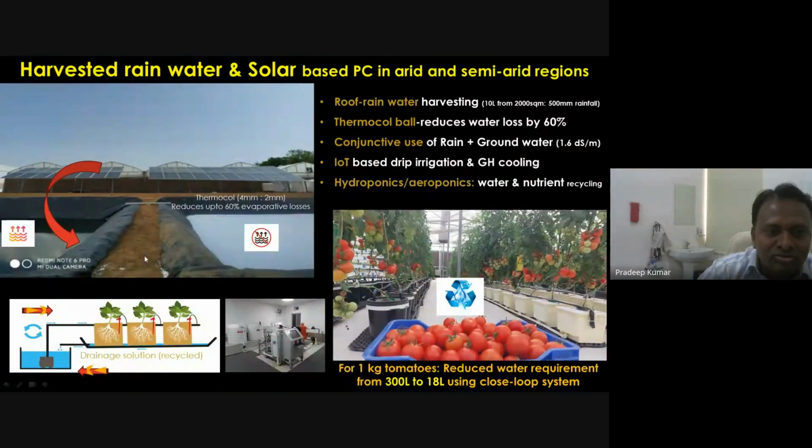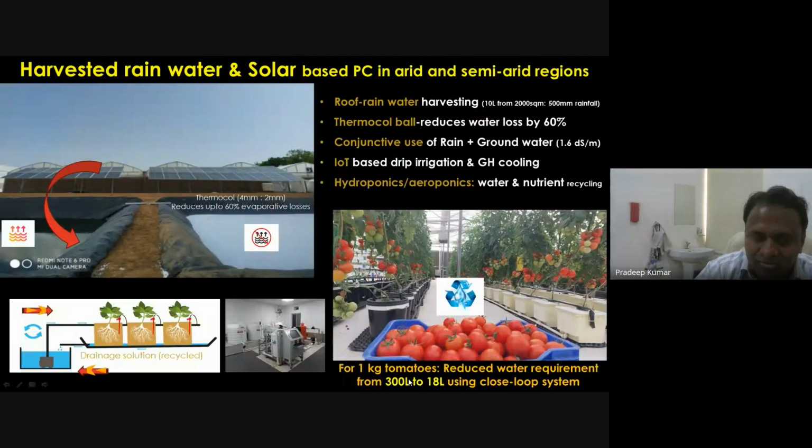And not only for groundwater, but we have also done some study where we are using water falling on the roof, taking it into the pond and conserving it, reducing evaporative losses. We are using the same water for our hydroponic system very efficiently, where we are able to reduce water requirement from 300 liters to 18 liters per kg of tomato production. This is our own greenhouse, where we could bring down the water. This is the virtual water requirement for producing 1 kilogram of tomato.